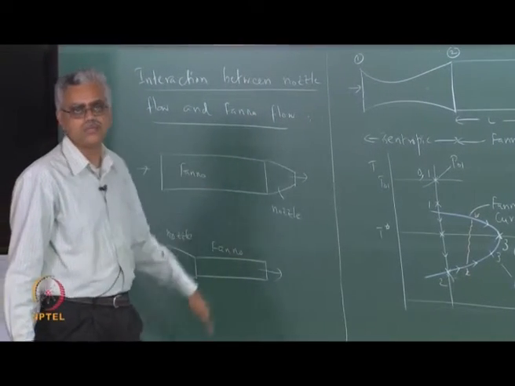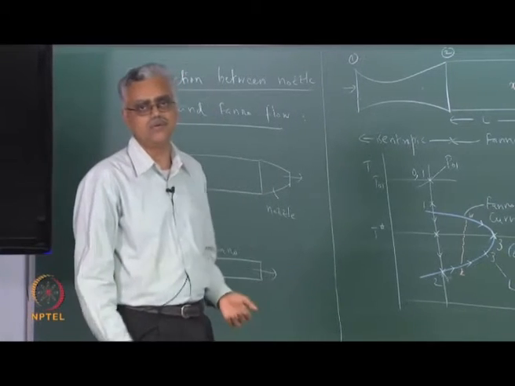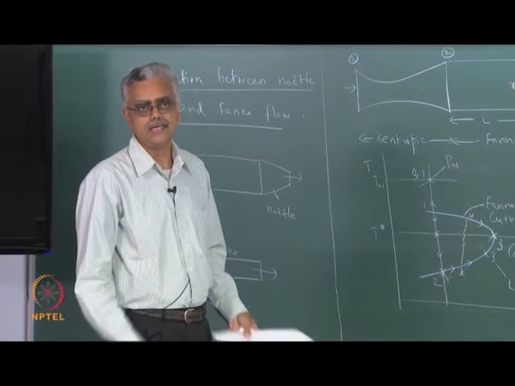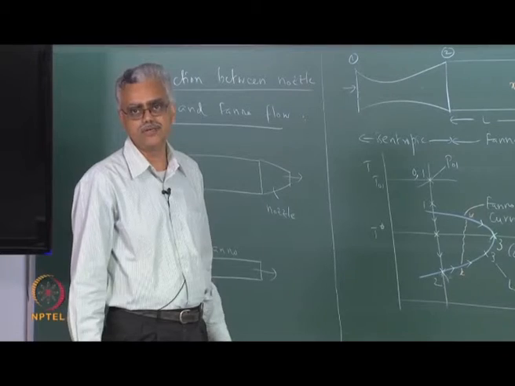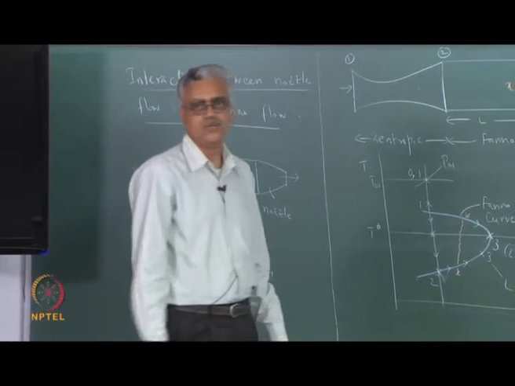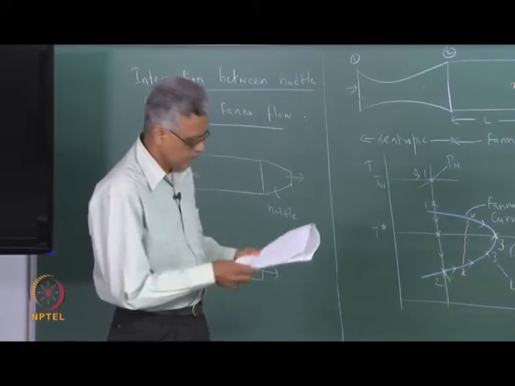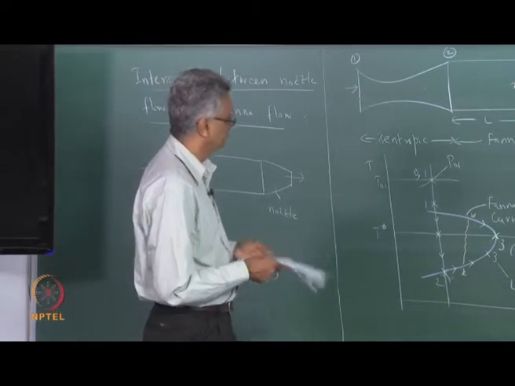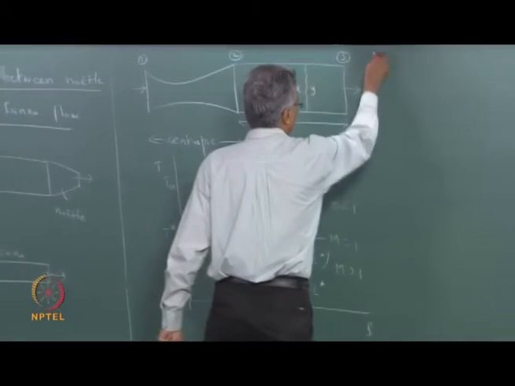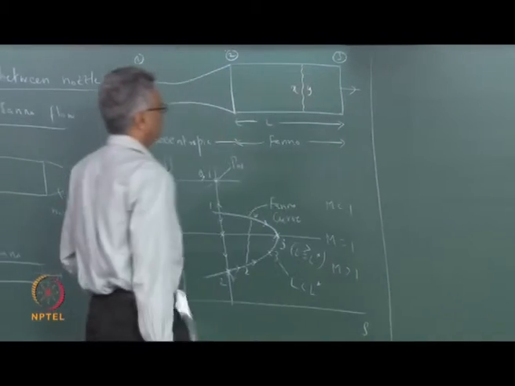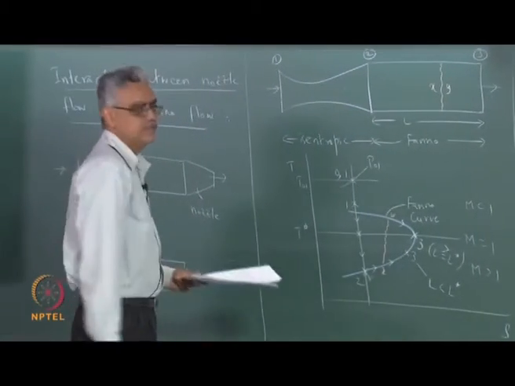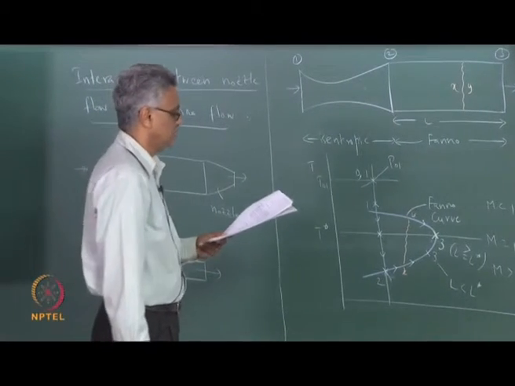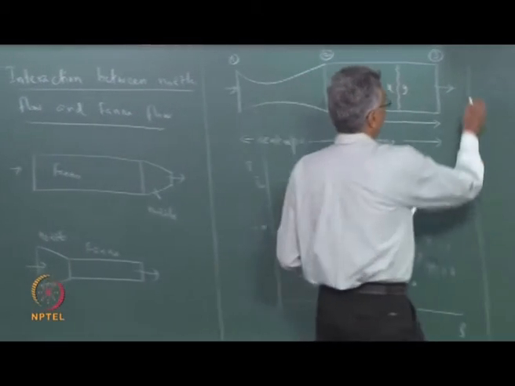We can do a similar, almost identical thing for the interaction between nozzle flow and a Rayleigh flow. Okay. It is not very difficult to do. We will try to do that through a numerical example. So, the next thing that we are going to do is a numerical example. First one involving nozzle flow and a fanno flow, and then another one involving nozzle flow and Rayleigh flow. We will do two examples. Let us do the first one.